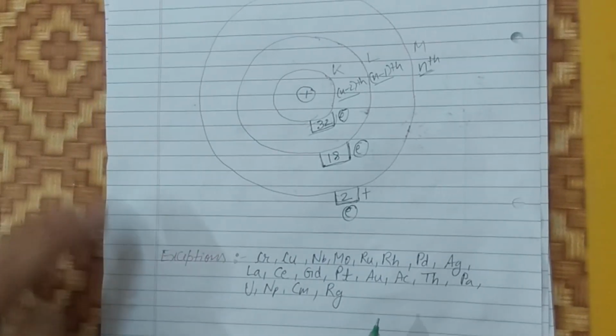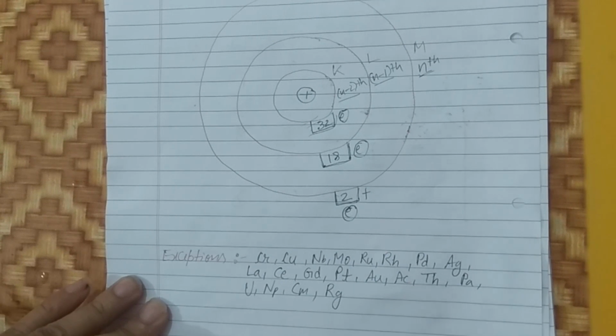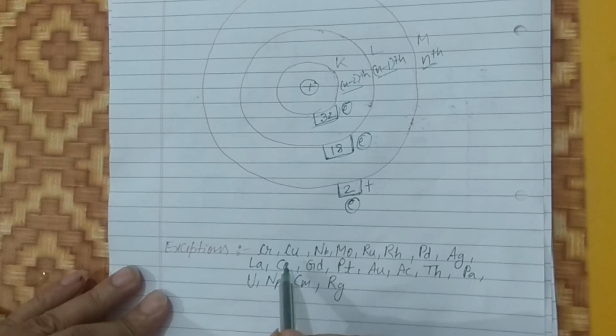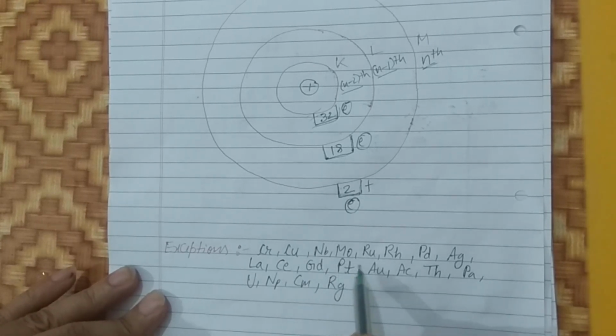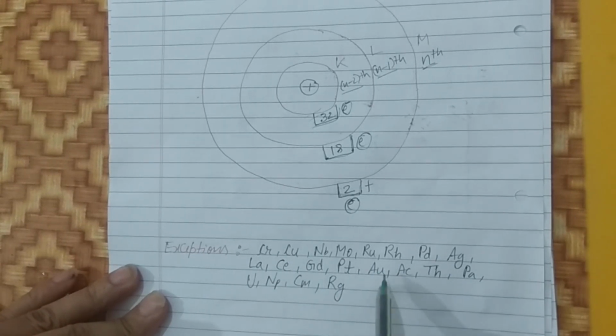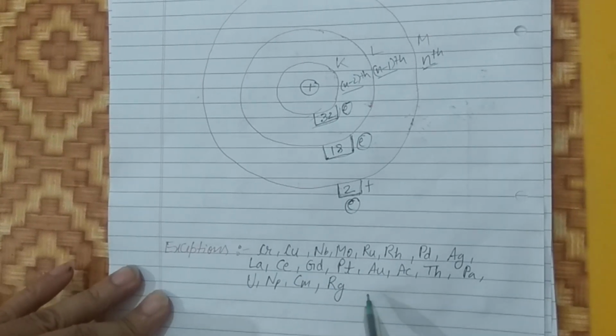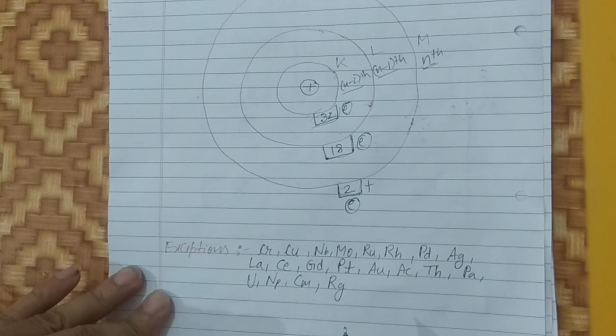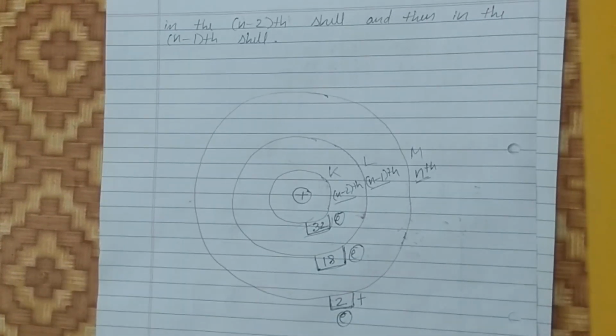Okay, so there are a few exceptions to the rules which I have made for writing the electronic configuration. The exceptions are chromium, copper, Nb, Mo, Ru, Rh, Pd, Ag, La, Gd, Pt, Au, Ac, Th, Pa, U, Np, Cm, and Rg. Except these elements, you can write the electronic configuration of any element in the periodic table. Just pick any element and start writing the electronic configuration using these rules. It will be successful. So let's see the electronic configuration of the first 30 elements, then you will understand better how to write it.